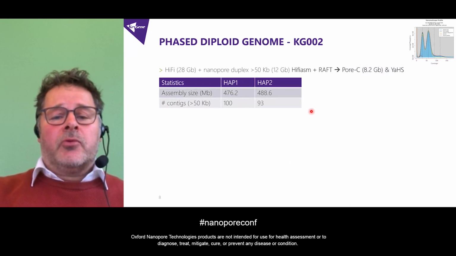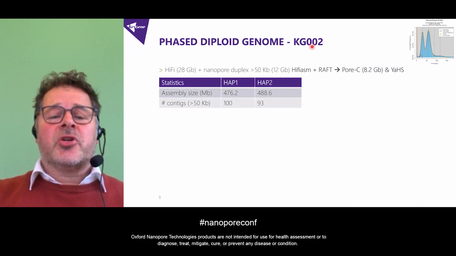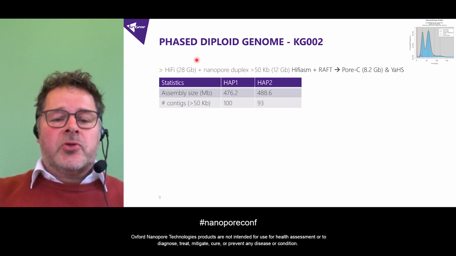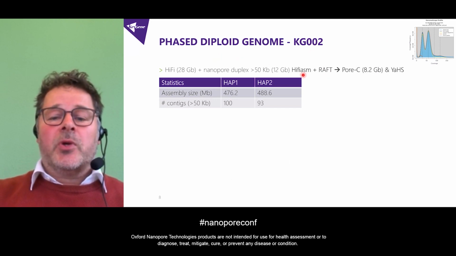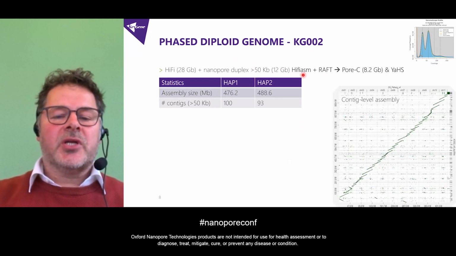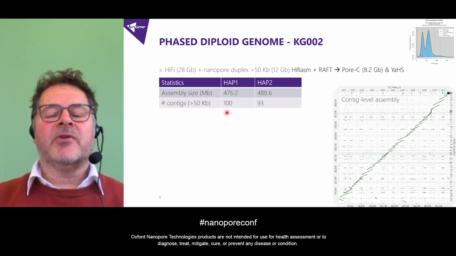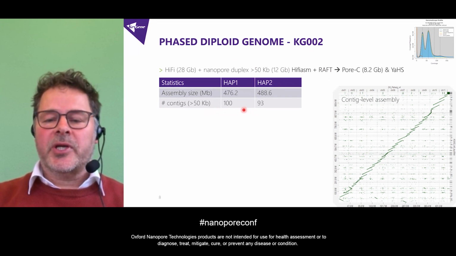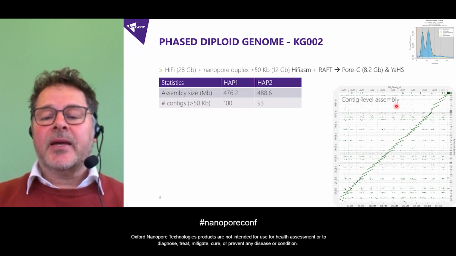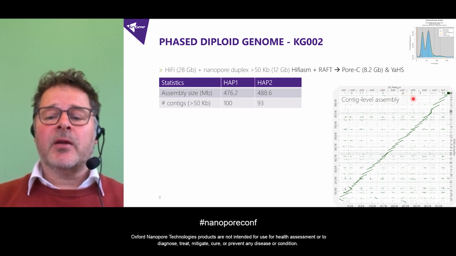Here I show a result of one of the lines, KeyGene 002, of which we used HiFi data in combination with Nanopore duplex data. So we used hifiasm and draft. Initially we generated the contig level assembly, which was already of very high quality, having around 100 contigs for each of the 2 haplotypes. And they aligned very nicely to the publicly available telomere to telomere DH Pahang line.